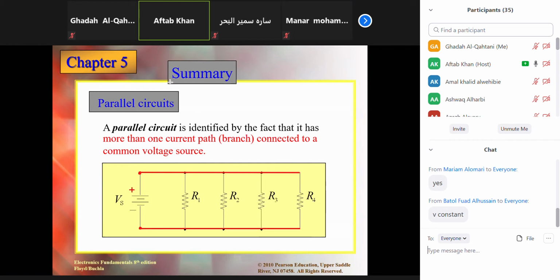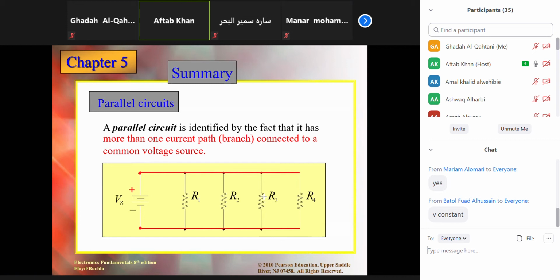Because of it, what will happen? The same voltage will appear across R1, R2, R3, R4, meaning a constant voltage across all the resistances. So what is the change here? The currents are different, but the voltage is the same. In contrast to the series circuit, where the current is the same but the voltage was different, as we discussed earlier in the last chapter.